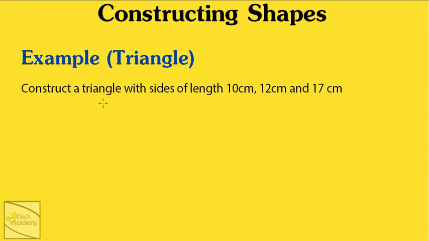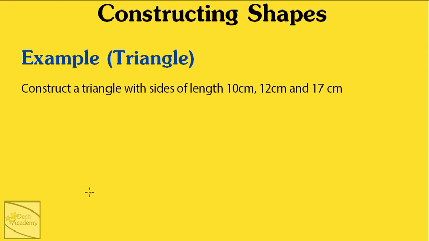We're required to construct a triangle with sides of length 10 centimeters, 12 centimeters, and 17 centimeters. You know that a triangle has 3 sides, so we've been given the length of each side of the triangle we're required to construct. So to start with, we can just pick the first side. We know that one side must have a length of 10 centimeters.